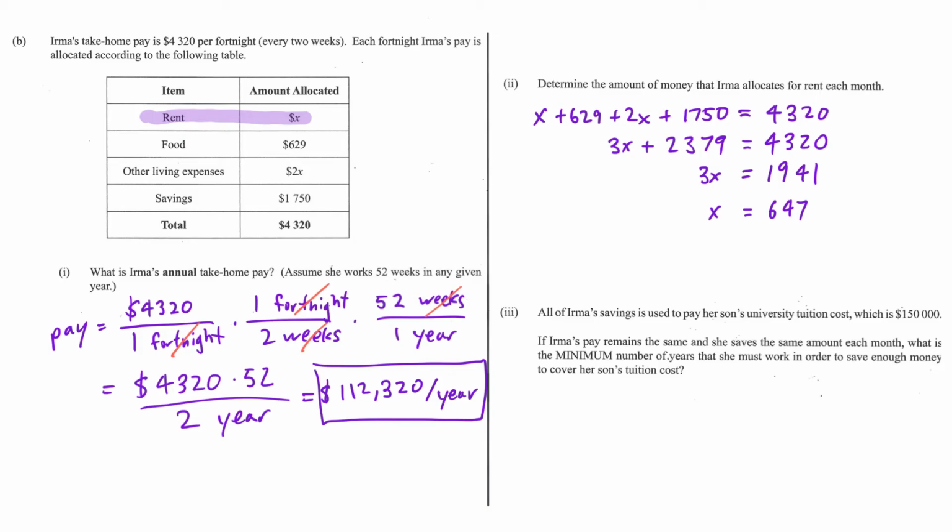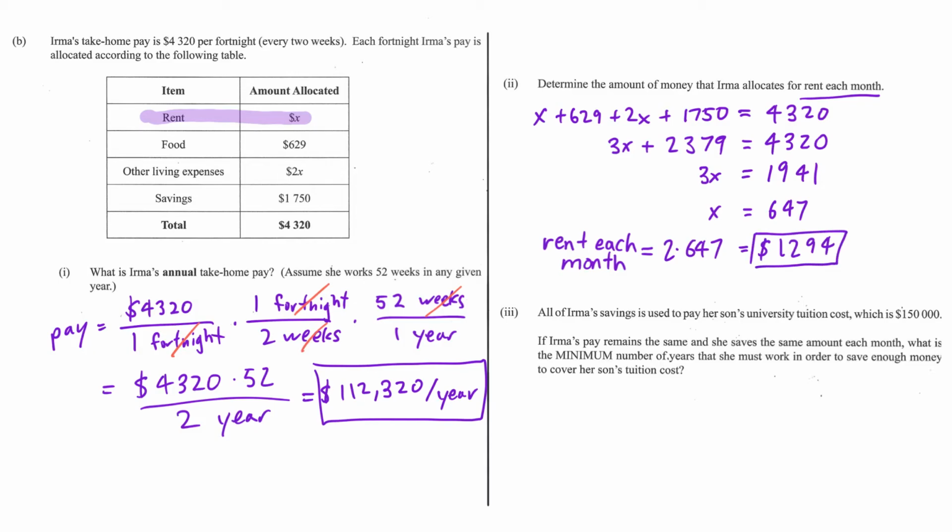Now, the question asks for the rent each month. Since there are 2 fortnights each month, the amount of money that Irma allocates for rent each month is 2 times 647, which is $1,294. So that's our final answer.